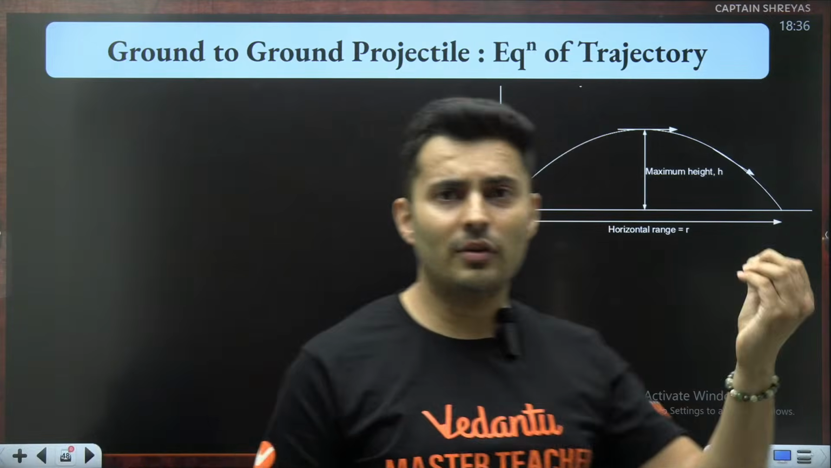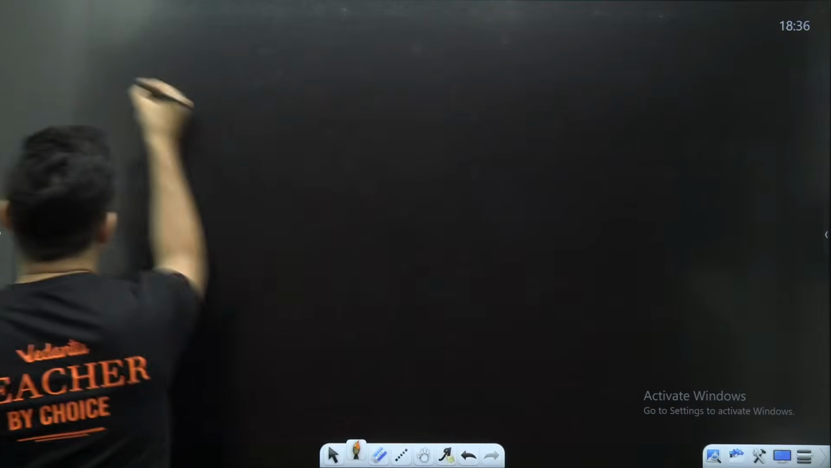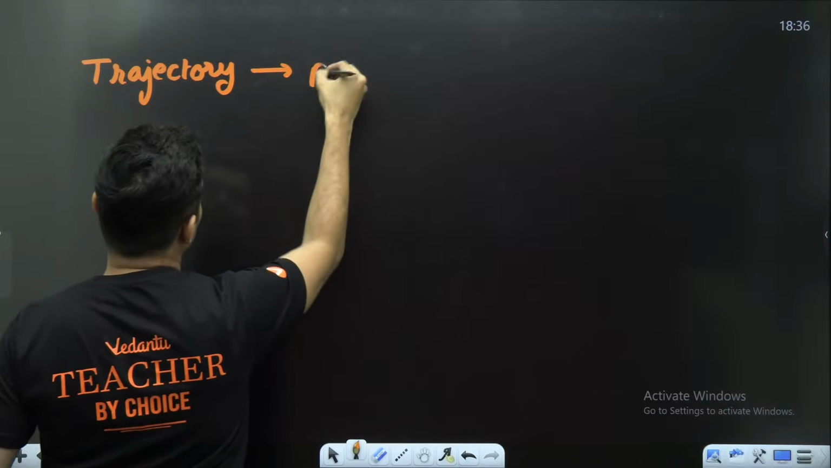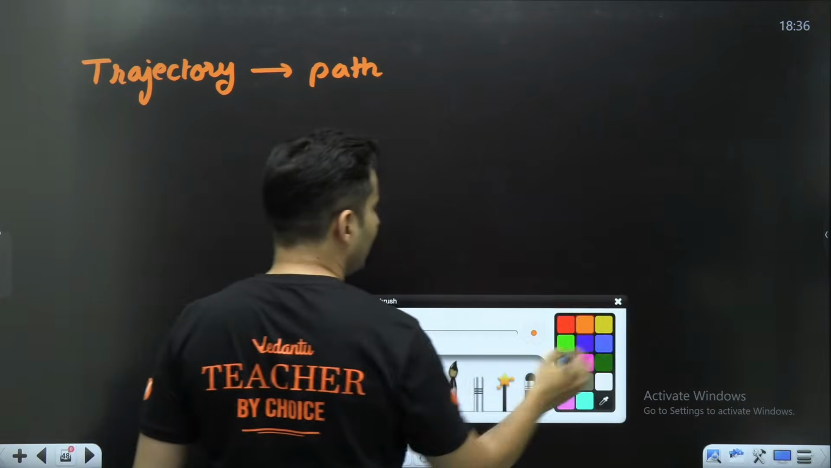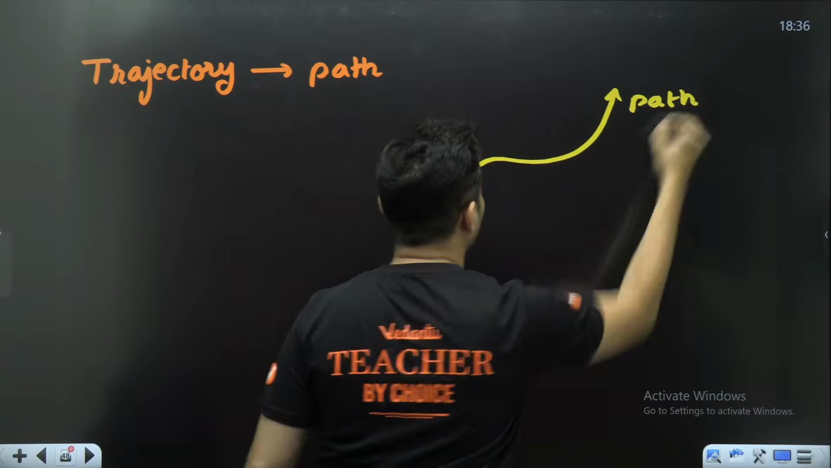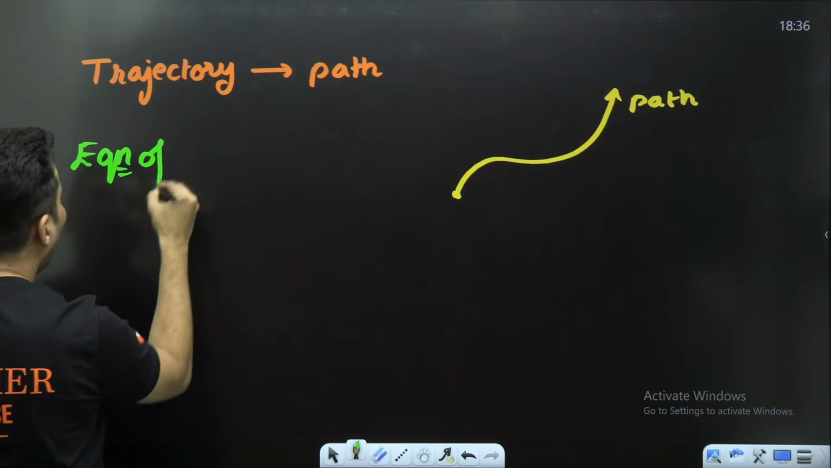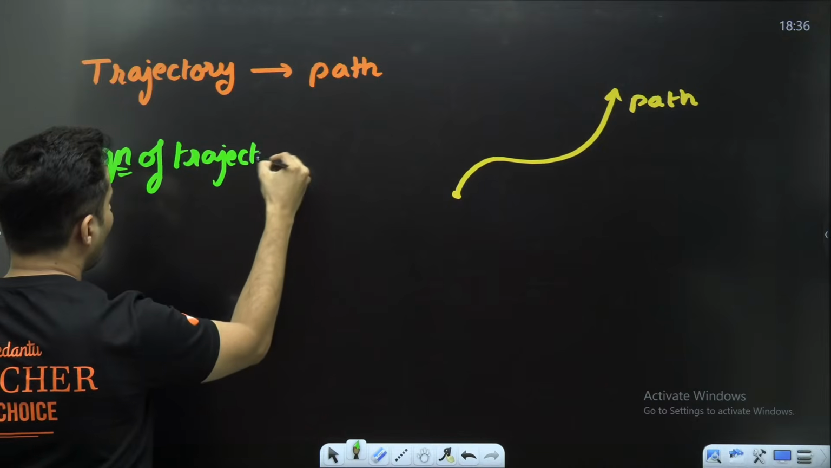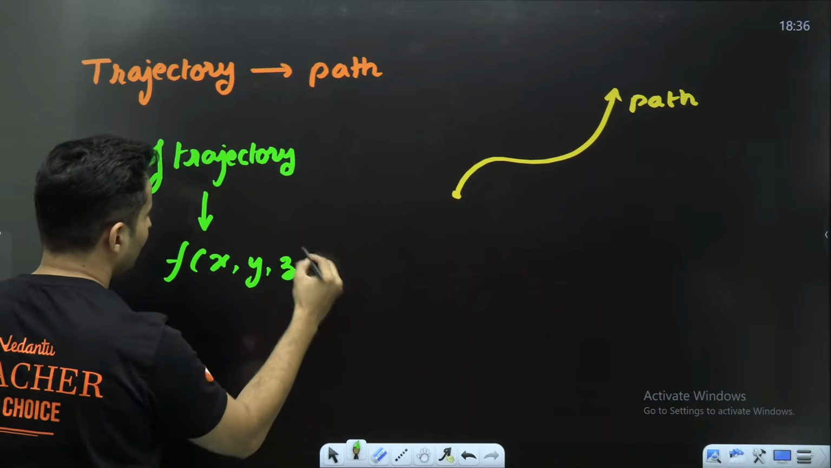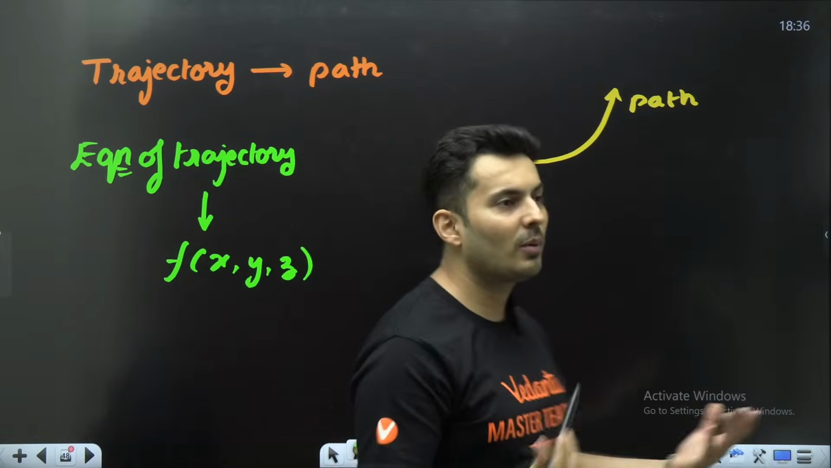Now comes the equation of trajectory. What is this equation of trajectory? In general, the word trajectory means path. So I might have a particle and it is going along this particular path. So the path taken by a particle is called trajectory. Then what is the meaning of equation of trajectory? Equation of trajectory means nothing but a function of the coordinates without time.